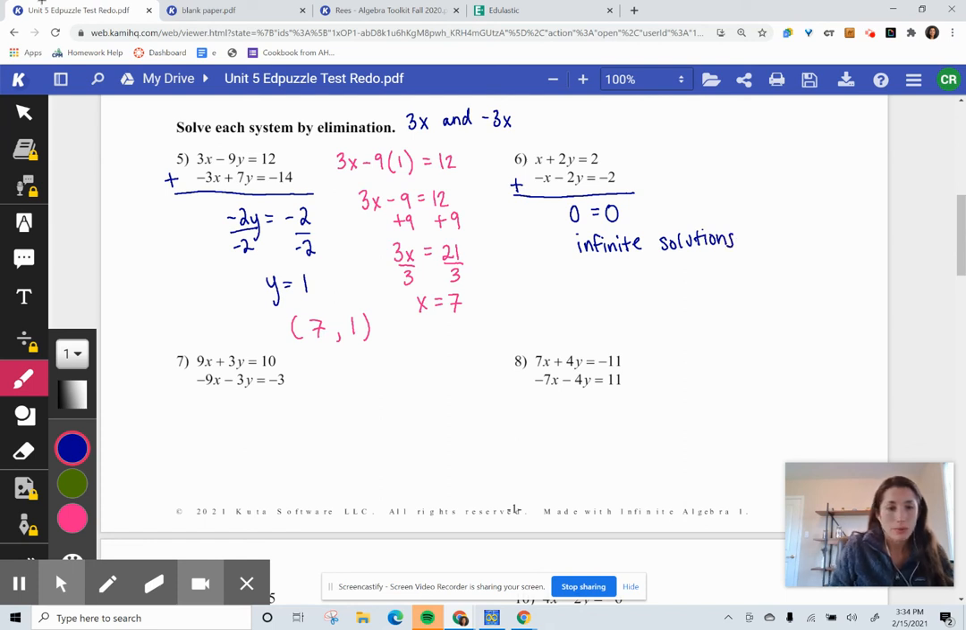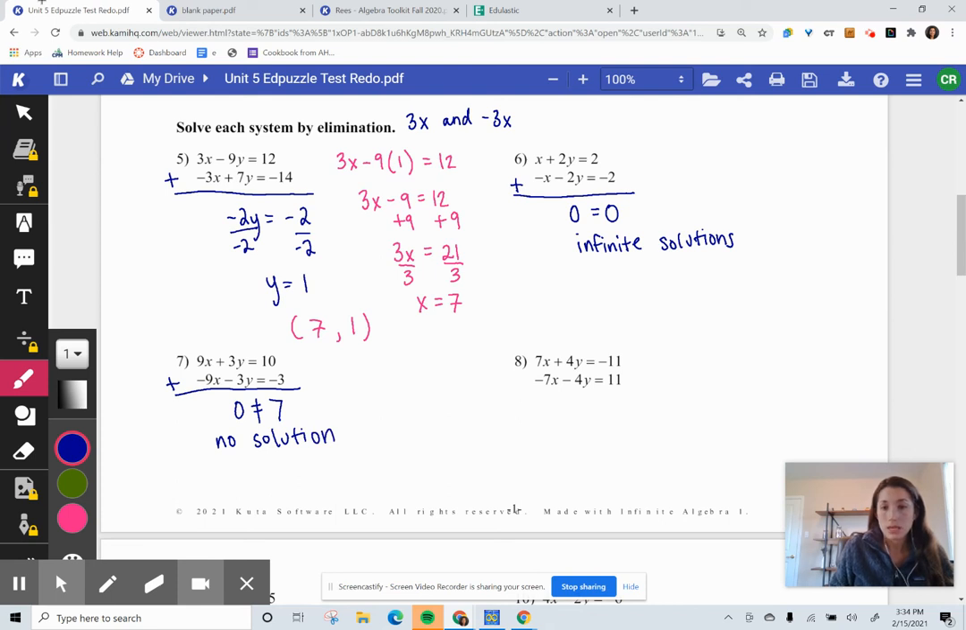Okay, now let's see what happens here. We have exact opposites again. We add these two together. 9x minus 9x is 0. 3y minus 3y is 0. And 10 minus 3 is 7. So then we end up with 0 equals 7, which is false. This is no solution here.